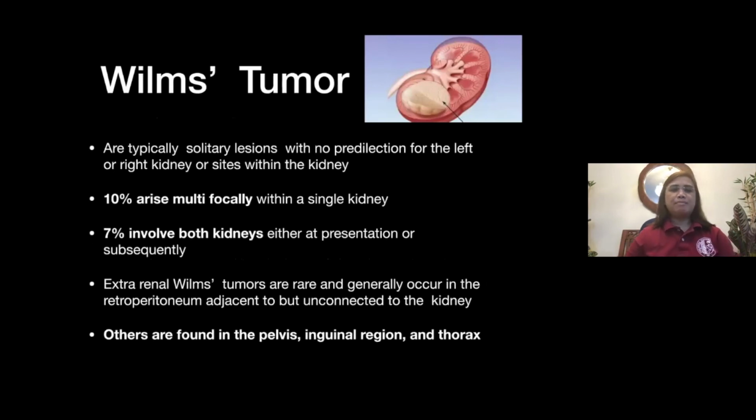Wilms tumors are typically solitary lesions with no predilection for the left or right kidney or sites within the kidney. 10% arise multifocally within a single kidney, and 7% involve both kidneys either at presentation or subsequently. Extrarenal Wilms tumors are rare, and others are found in the pelvis, inguinal region, and the thorax.